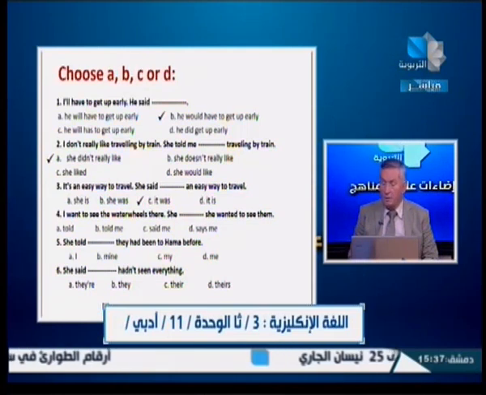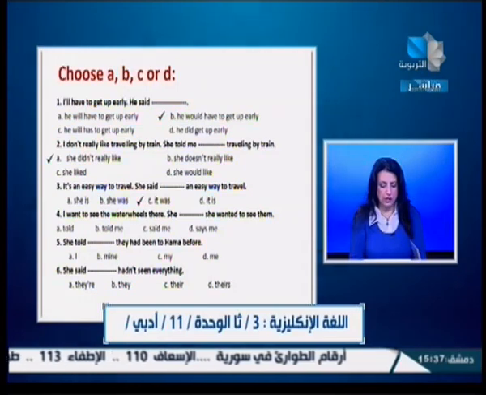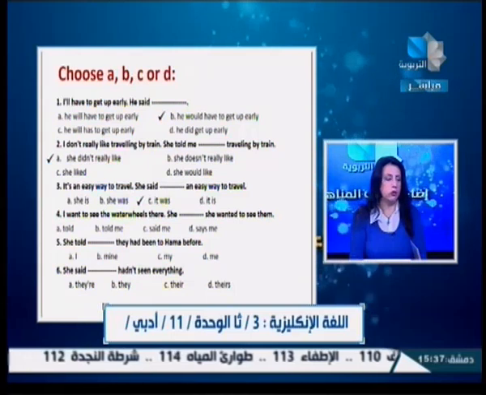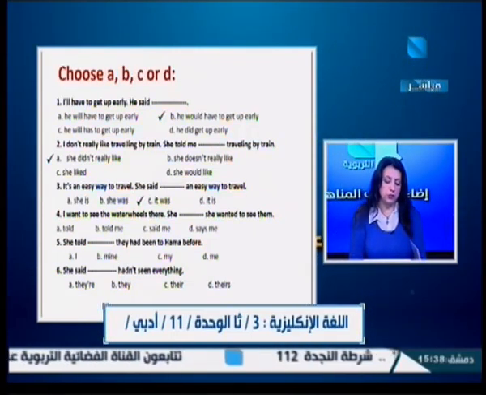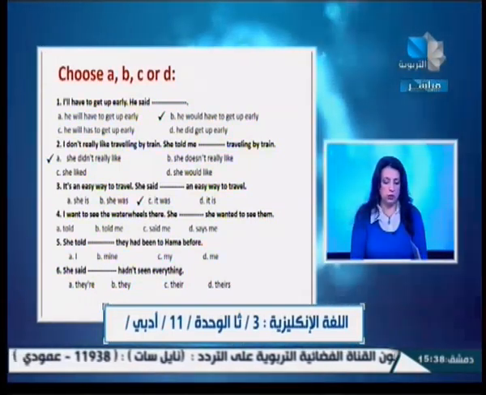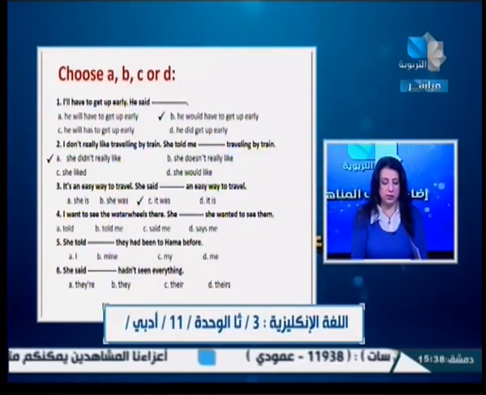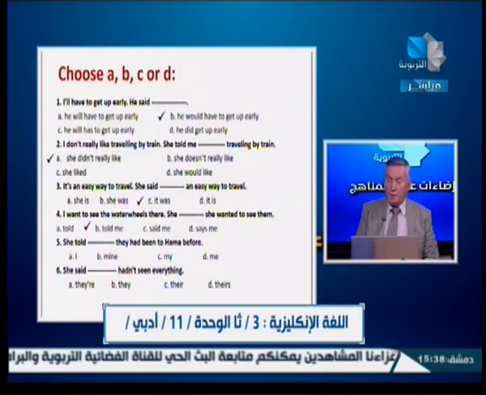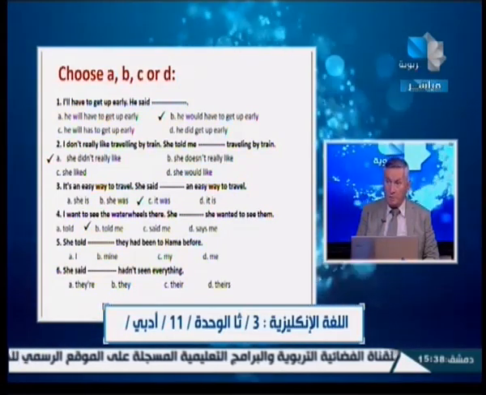Number 4, I want to see the water wheels there. She wanted to see them. She told, well, we have to use object pronouns after that, so it's not the correct answer. She told me she wanted to see. She said me, again, after said we can't use the object pronoun. She says me is not correct because we have past. So the correct answer is B, she told me. Usually, said does not need an object, but told or tell does.